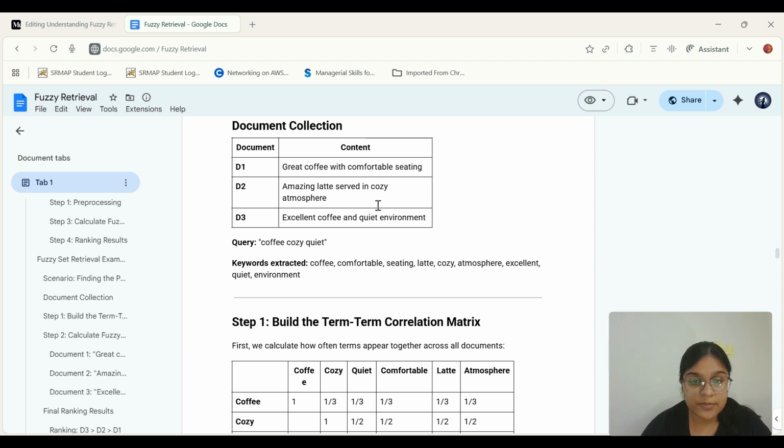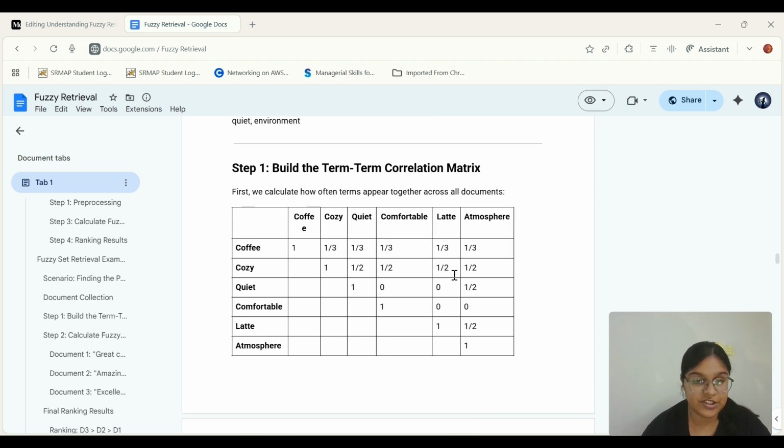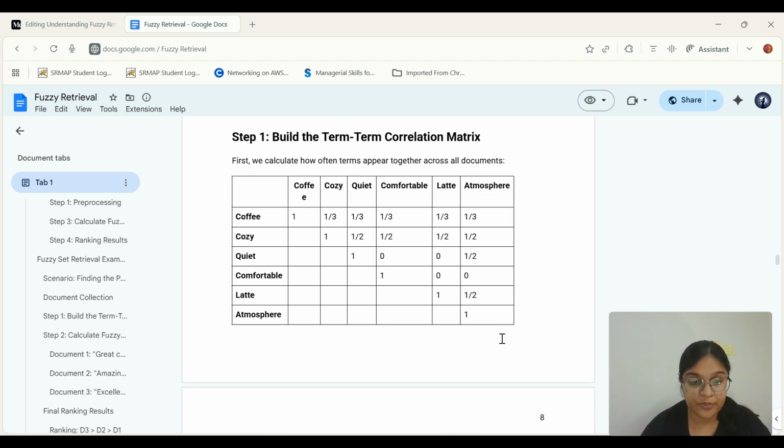Coffee with... Okay, so coffee is only present one time, but not with cozy. So one out of the three documents. Now coffee with quiet we have to calculate. So coffee is present here once, and coffee with quiet also we see here as one time. So 1 by 3. So this is how we will calculate the whole correlation matrix for each term.